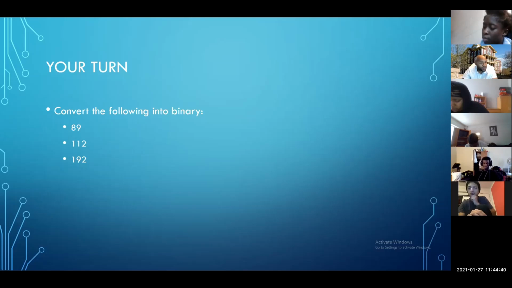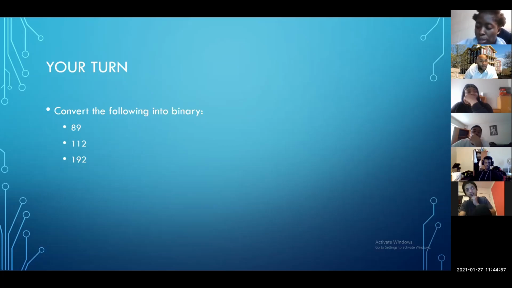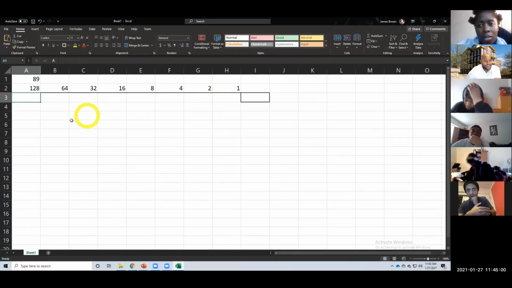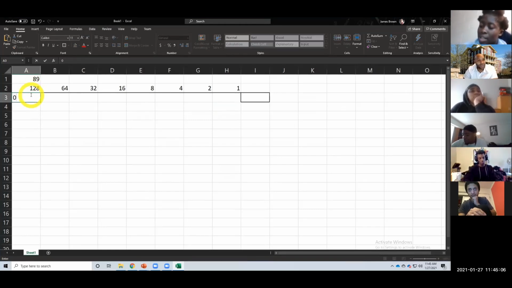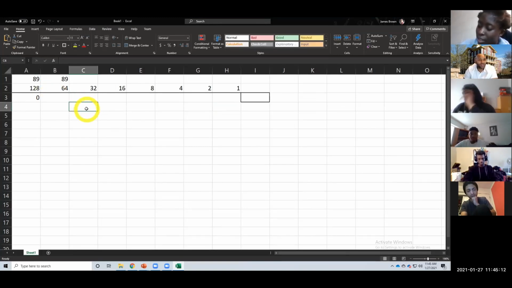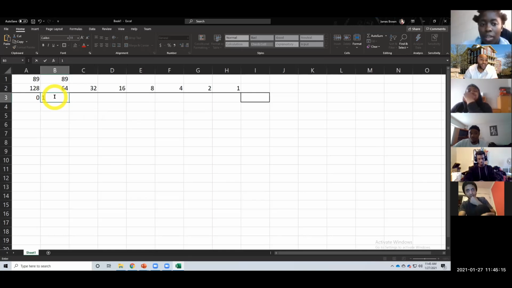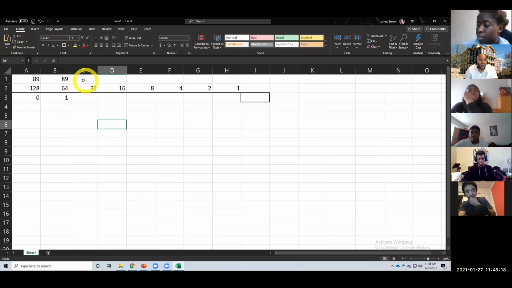All right, so what y'all get for that first one? I got 01011001. That's what I got. Me too. All right, 89. Is it greater than or equal to 128? It is not. So we do a 0. Bring over 89. 89 is greater than or equal to 64. So we bring down a 1. We subtract 64 from 89, which gives us 25, I believe.